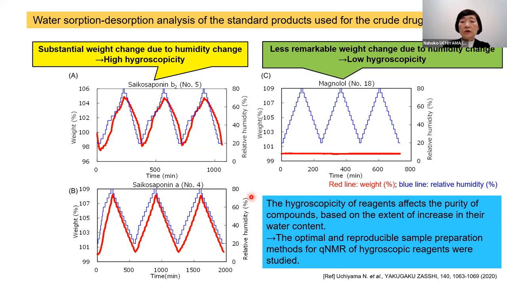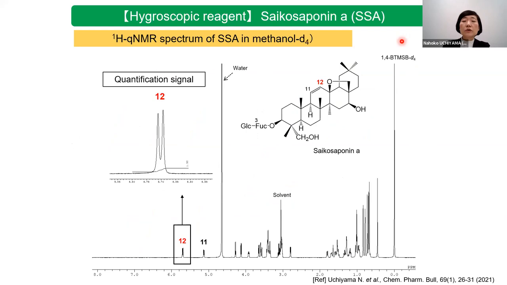Next, the optimal and reproducible sample preparation method for the QNMR of hygroscopic reagents was studied. This is a proton QNMR spectrum of a hygroscopic reagent, cyclosaponin A, SSA. The 12th position signal around 5.7 ppm was used as a quantitative signal because no interference signal was observed. Usually, quantitative signals are selected such that there is no interference signal from impurities, and it is a single signal or simple coupling signal.